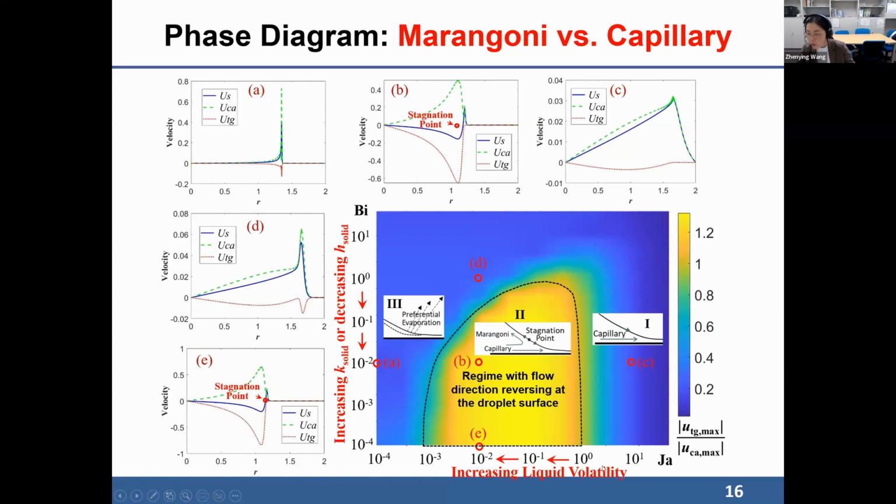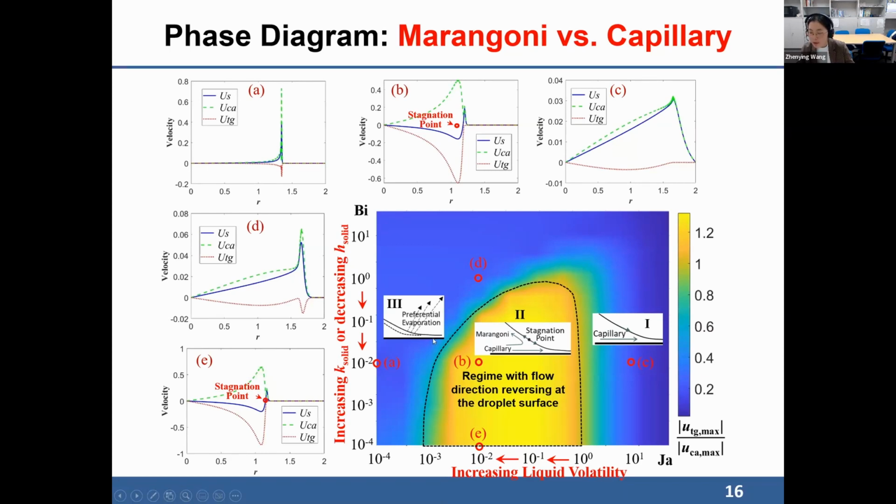As the liquid volatility increases, it comes to region 2. In region 2, because of the evaporation cooling effect and the enhanced thermal Marangoni flow, the thermal Marangoni flow will reverse the flow direction, especially near the contact line, and form a stagnation point near the contact line, which comes with a flow reversal on the droplet surface.